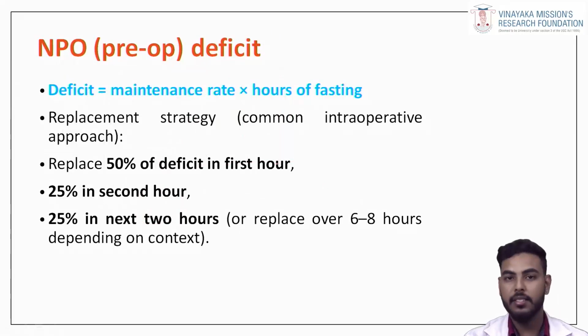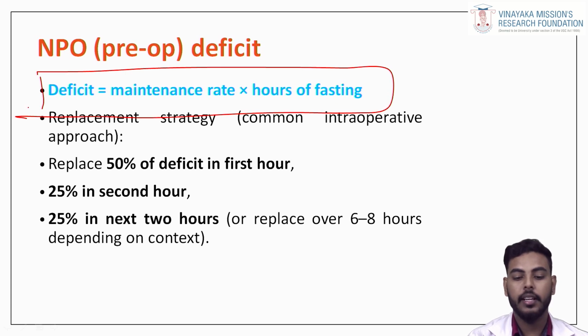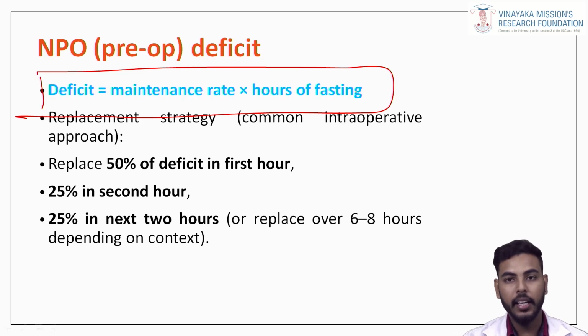Okay, so that is the first thing we have to calculate: maintenance using the Holiday-Segar formula. Next is NPO, that is the pre-op deficit. The main formula for the deficit is maintenance rate into hours of fasting. We know NPO is nil per oral guidelines. Every patient will be following the NPO guidelines. According to that, we see how many hours of fasting the patient has. If a patient is 70 kg, we have 110 ml per hour. We multiply that by the hours of fasting and we get the NPO deficit.